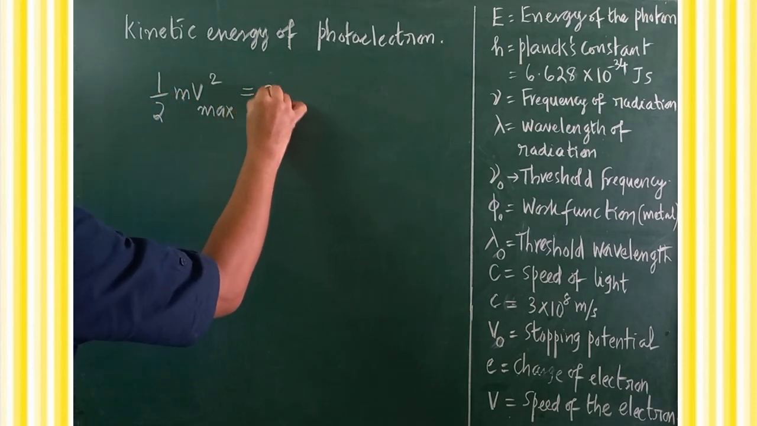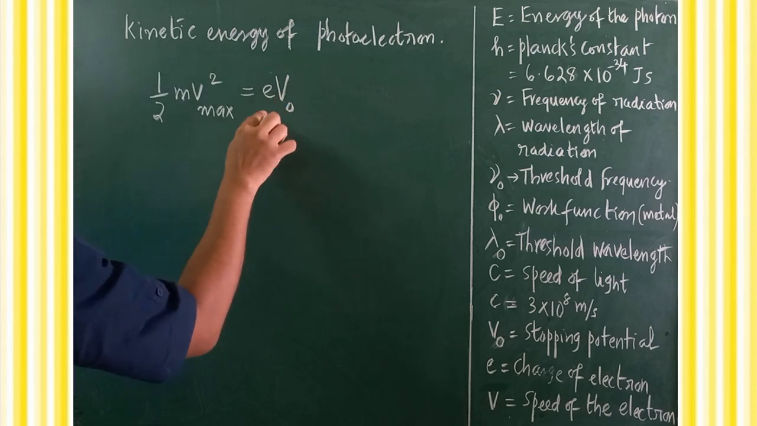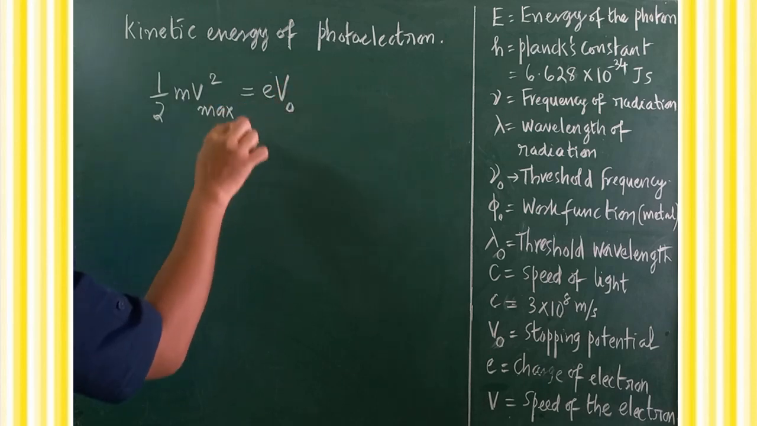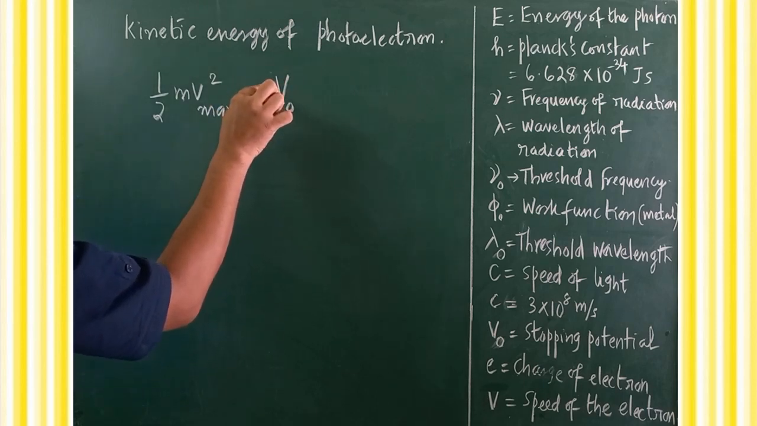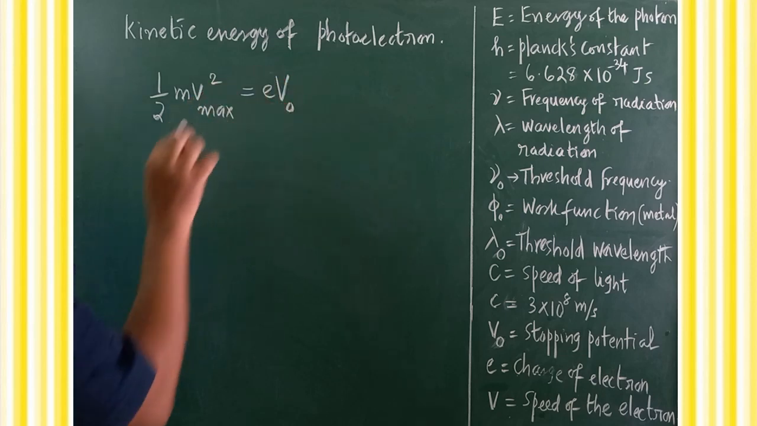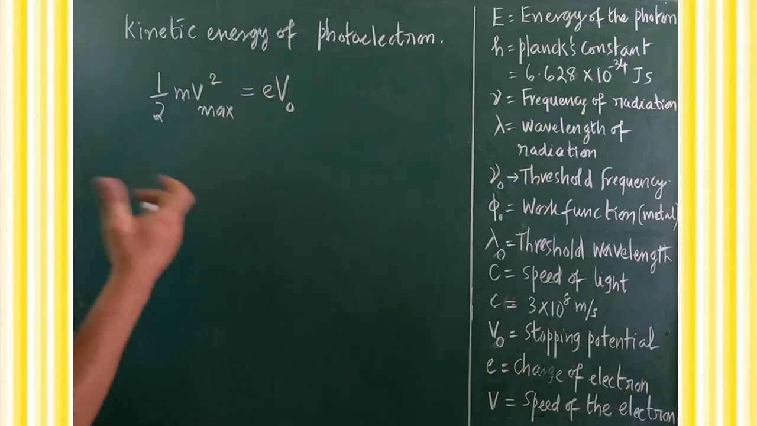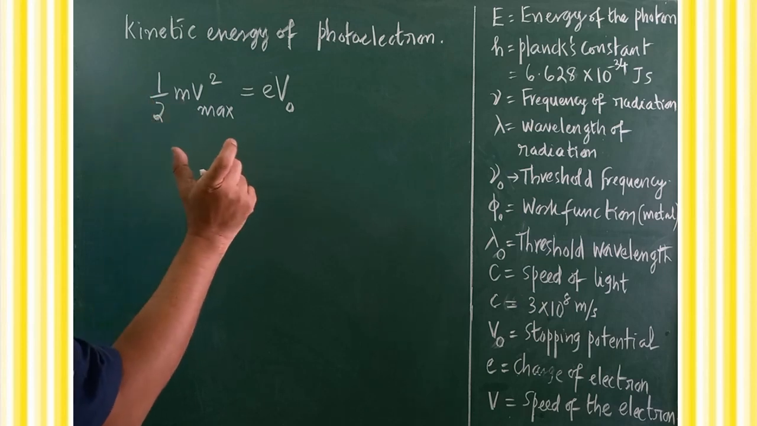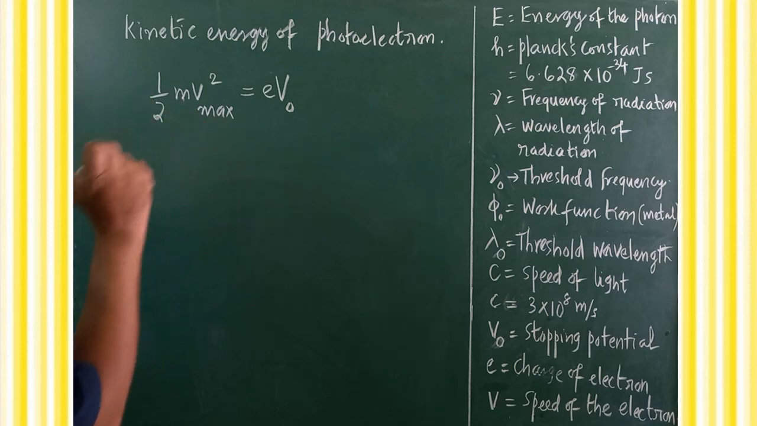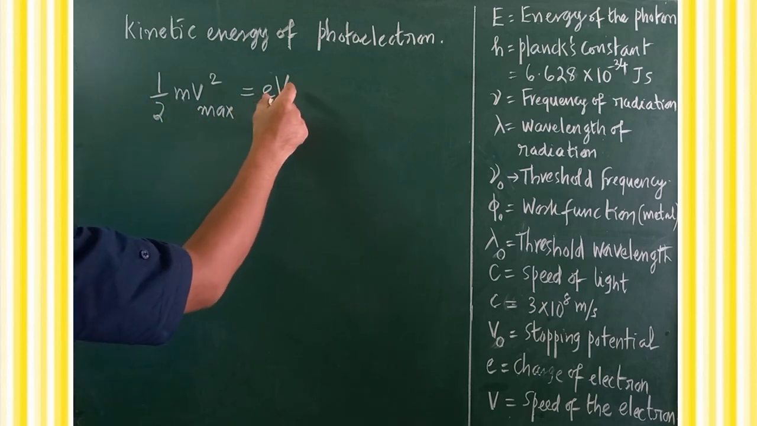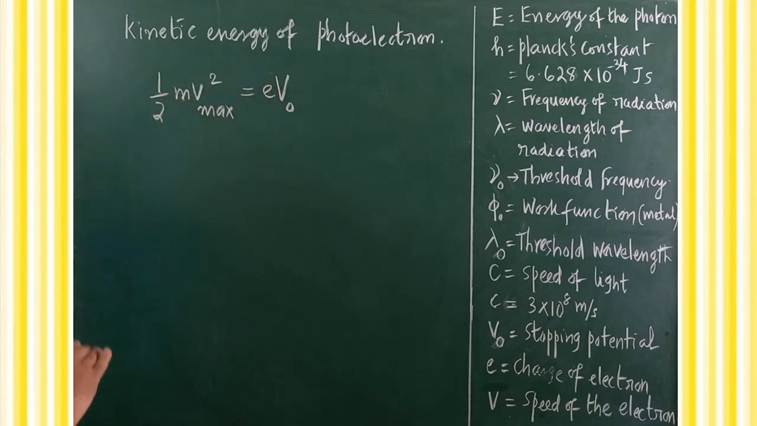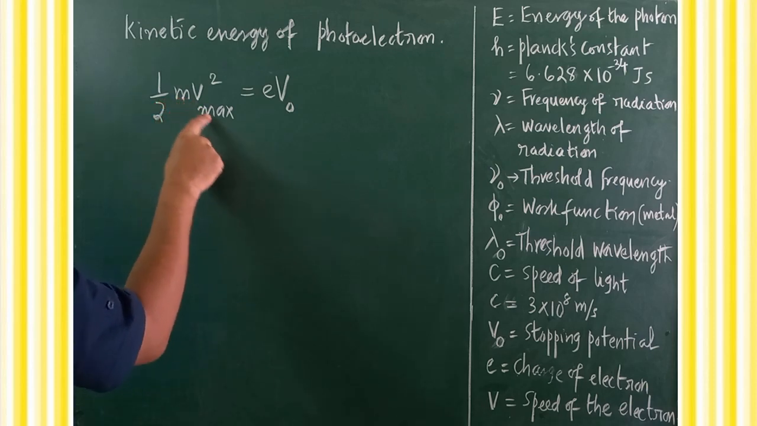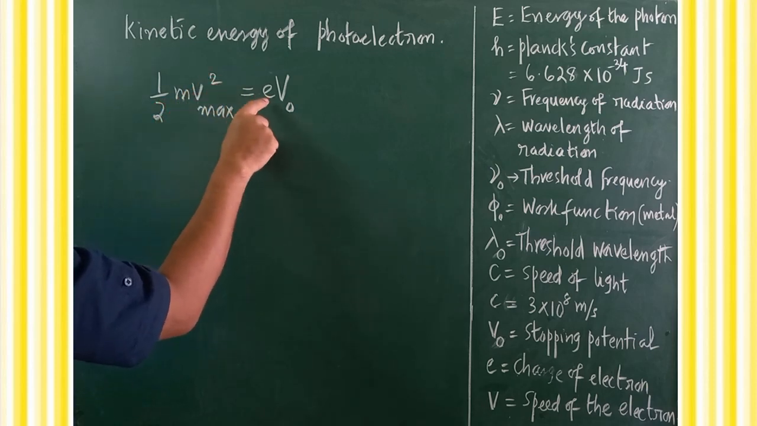That one can be equated with eV naught. What is eV naught? V naught is called stopping potential. If the electron's charge is multiplied with stopping potential, you will get the energy which is supplied across the two electrodes. Are you clear? If this much amount of energy is supplied, what will happen? That one will be transformed to the maximum kinetic energy of the electron. Therefore, half m v max square is equal to eV naught.